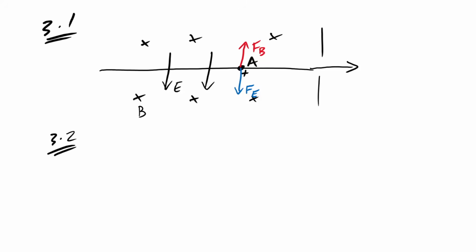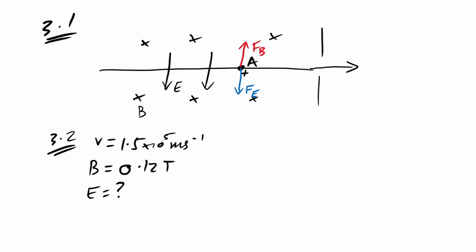3.2, we're given a speed of 1.5 times 10 to the 5 meters per second. We're given a flux density of 0.12 Tesla. We're being asked to find E. So this is fairly standard. We know that if it's going straight through, we know the arrows are going to be the same size, therefore the forces are going to be the same size.